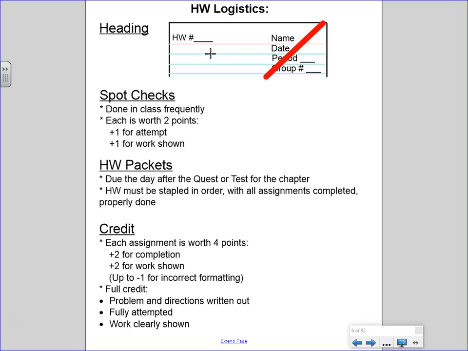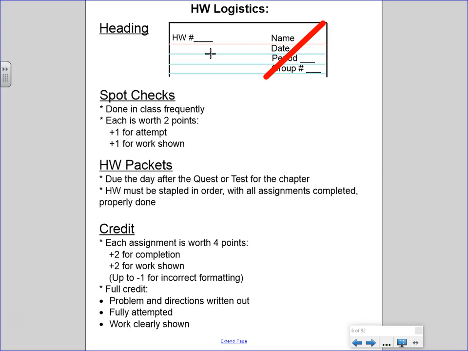If I do a spot check, it's going to be worth 2 points only for the assignment. And you might think only, but those add up. And zeros are never good things to have. But 1 point is for a valid attempt. That does not mean the answers are there. That means you attempted the problems to get the answers. Are we tracking on that? And then another point is for the work that is shown. So these go together. This is basically completion: how much you completed and how well you completed it. Does that make sense?